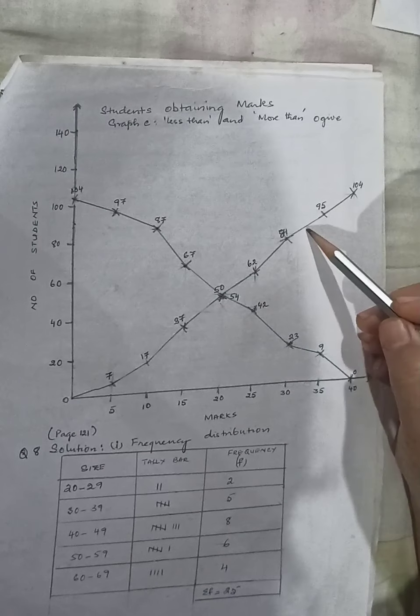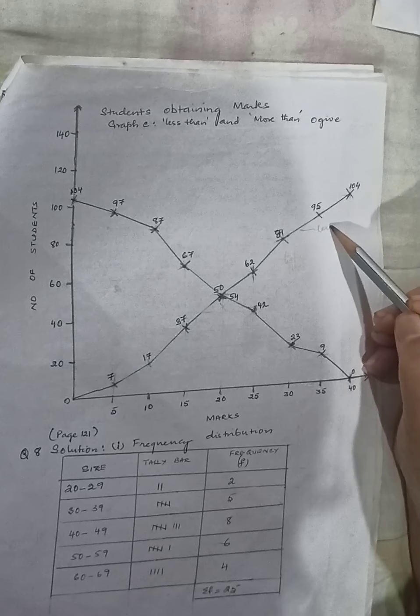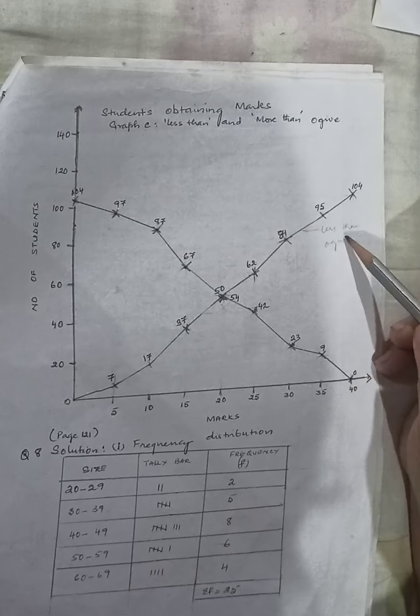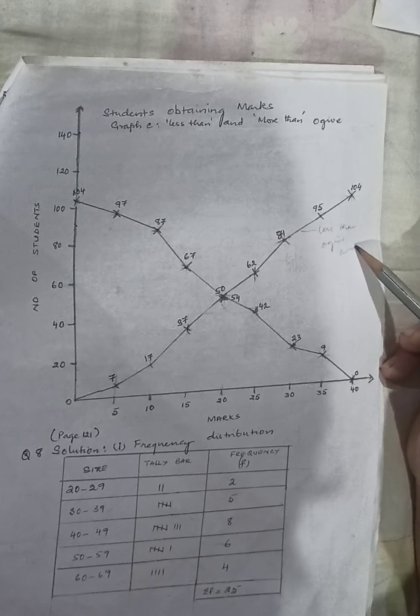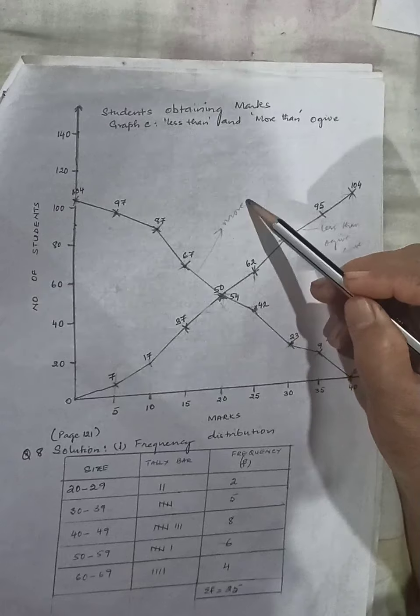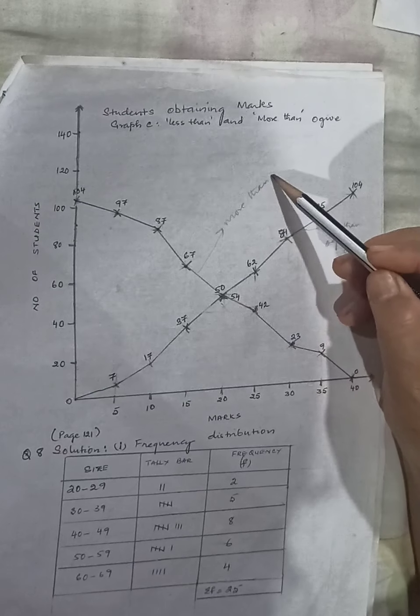So this is the less than ogive curve, and this curve is the more than ogive curve.